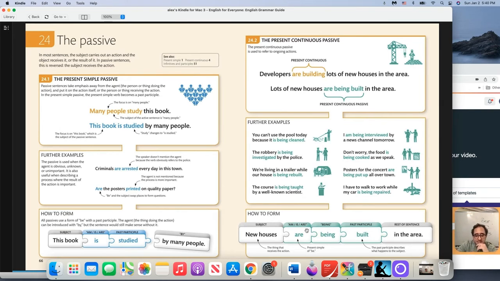How to form this? You add the subject, which is the direct object, new houses, add am, is, or are. The only reason to add am is if it's I, so it's plural or singular. New houses are plural, so you use are. Add the word being, the past participle, built, of the main verb, and the rest of the sentence, in the area. New houses are being built in the area.